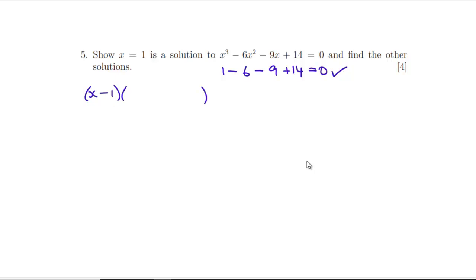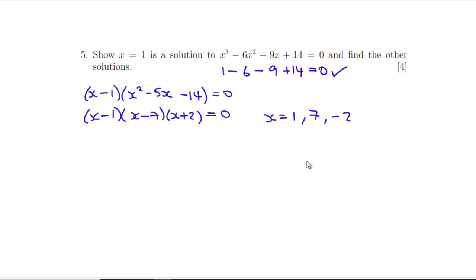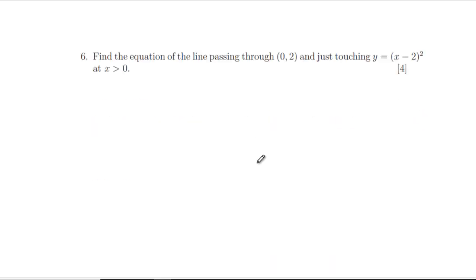And then we need an x squared. We need a minus 14. So we've already got minus 14x, so we need to get a plus 5 worth of x, so we're going to need a minus 5 there, and then we can factorize that last bit, so that's going to be a minus 7 and a plus 2. Put the equal zeros in, so we've got x is equal to 1, 7 or minus 2. Right, so they've given us two quick ones after a pretty tough start.